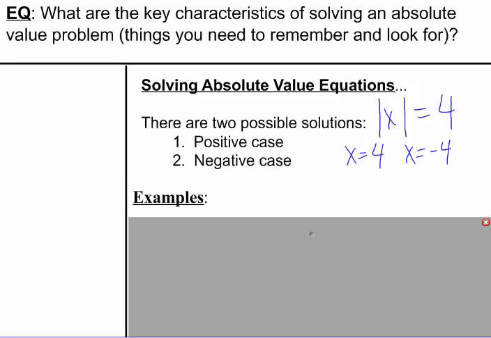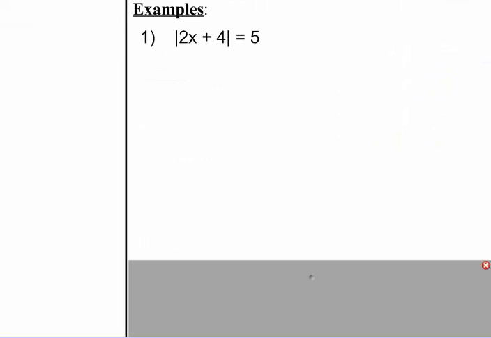So let's take a look at an example. We have the absolute value of 2x plus 4 equal to 5. Using the idea that I just showed you with the absolute value of x equal to 4, we're going to take a look at what's inside the absolute value. The 2x plus 4 is either equal to a positive 5, or the 2x plus 4 is equal to a negative 5. Once you set up those two possible cases, you then solve each one individually.